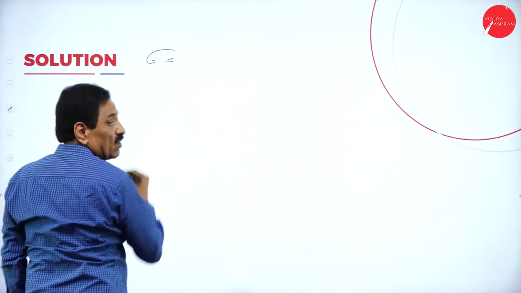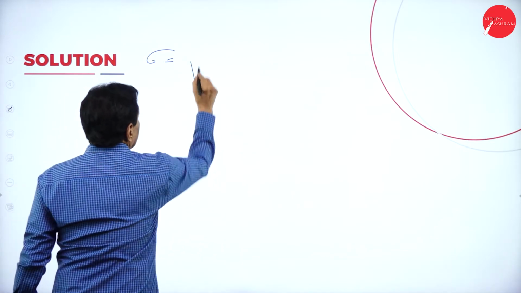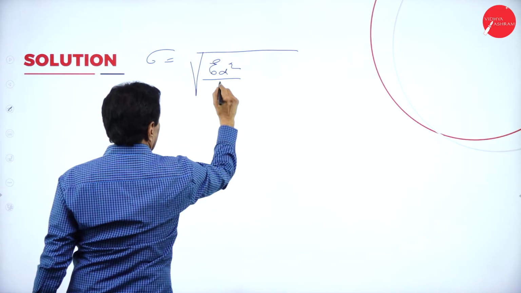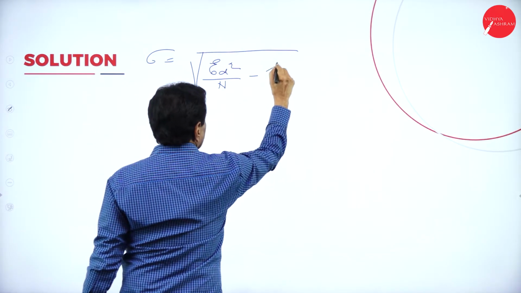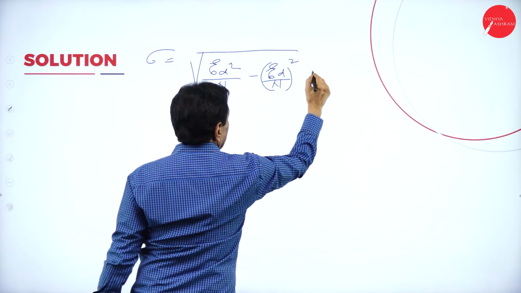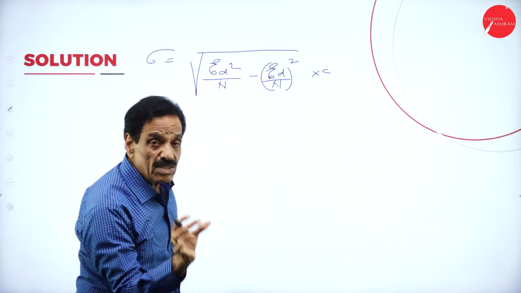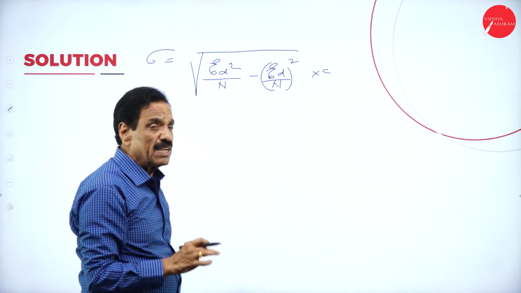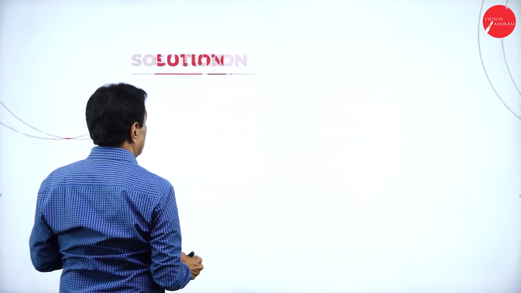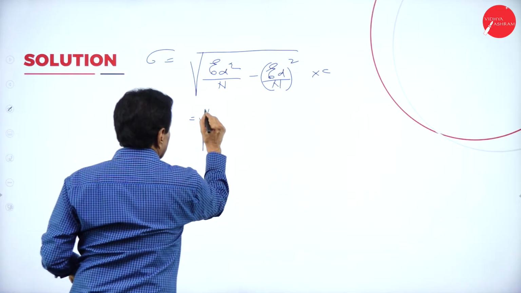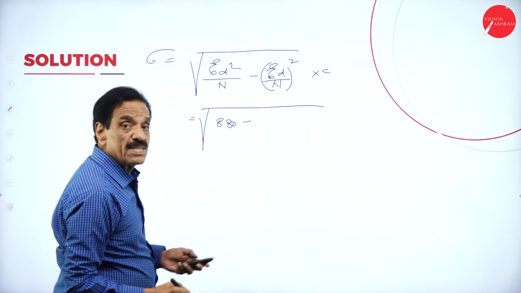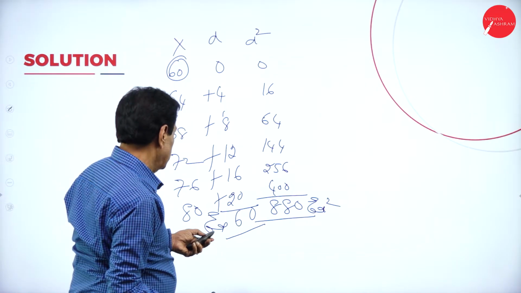Standard deviation is equal to root of sigma D square divided by n minus sigma D divided by n whole square into C. If the intervals are equal, then only you can write the C. So, we'll go with one. What is sigma D square? 880. What is sigma D? 60.